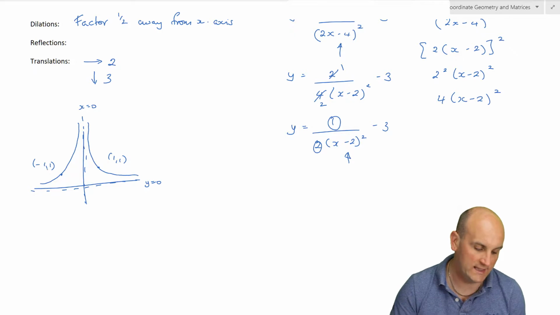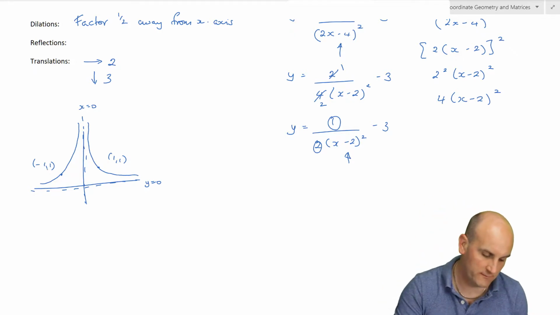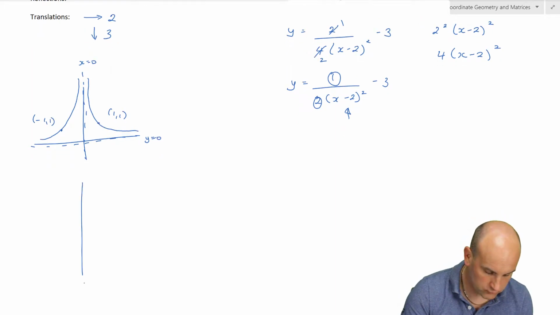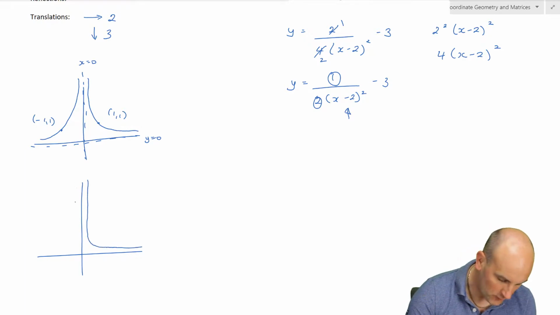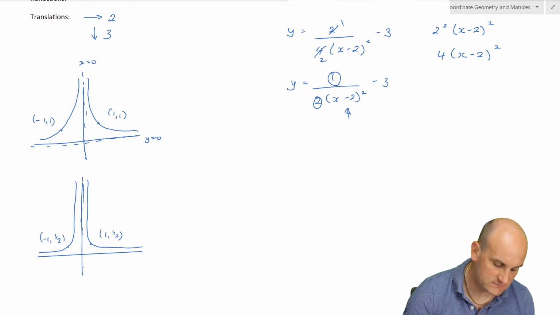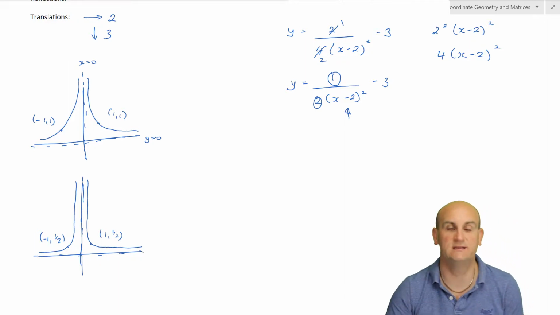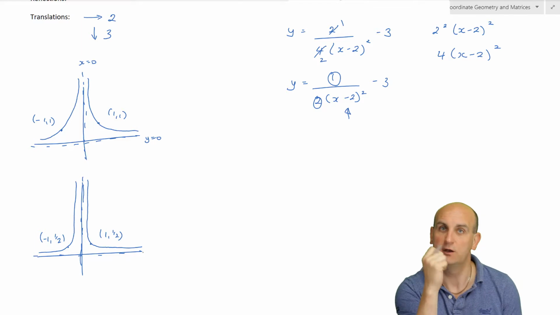And we use these to reference and work out the rest of the graph. So a factor of a half from the x-axis just means we're going to halve all of my y values. So there's my graph. Now, that means this is going to get slightly closer to the x-axis, and I now know that this point here is going to be (1, 1/2), and this point here is going to be (-1, 1/2). My asymptotes stay exactly the same because I've not actually translated that graph. And now we are going to translate that graph. We're going to move it 2 to the right.